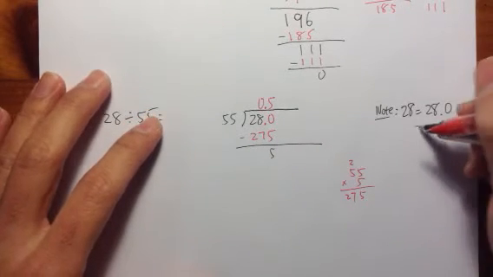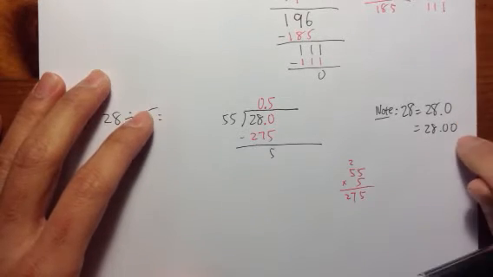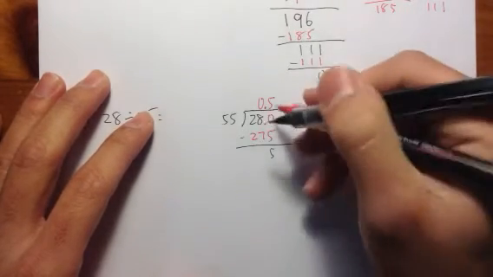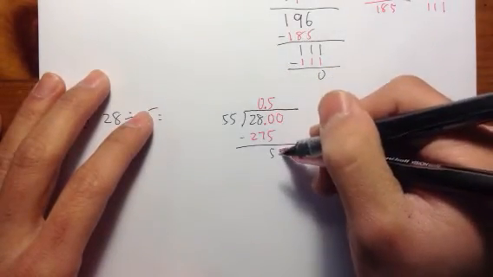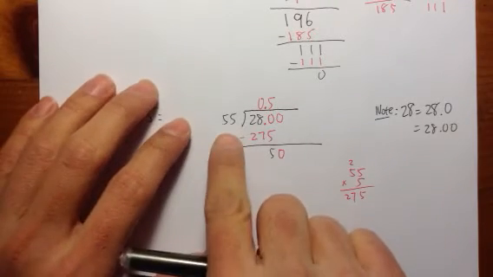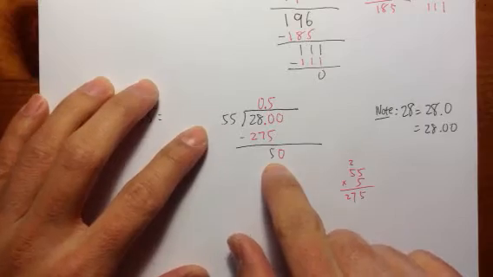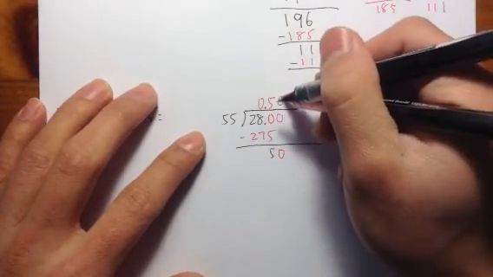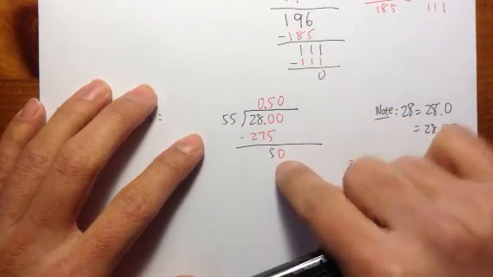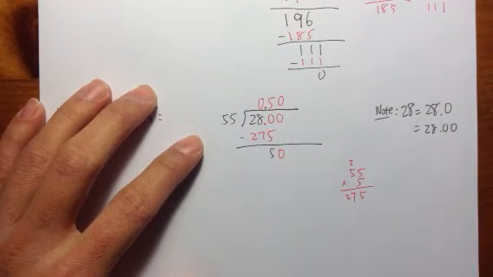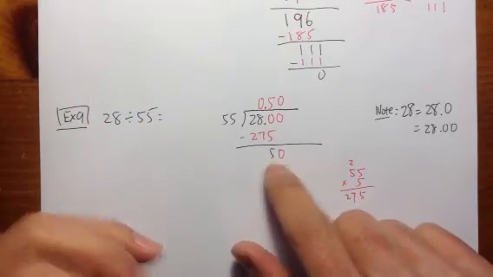So notice that 28.0, I can add another 0 and it does not change the value. So let's add another 0 after the decimal point, and we can bring down this 0 here. 55 goes into 50 0 times. So I need to put a 0 right here. Now I'm looking at having a remainder of 50.